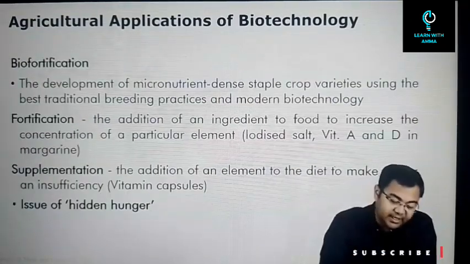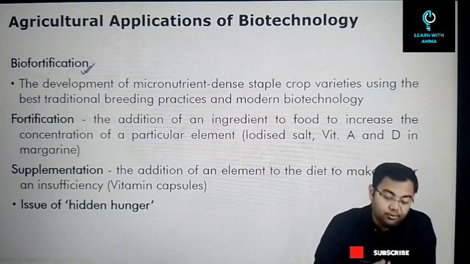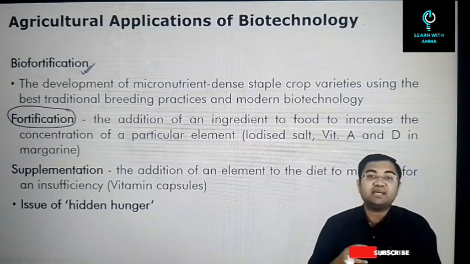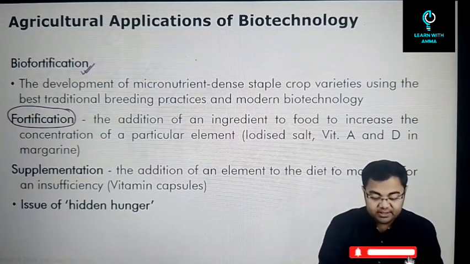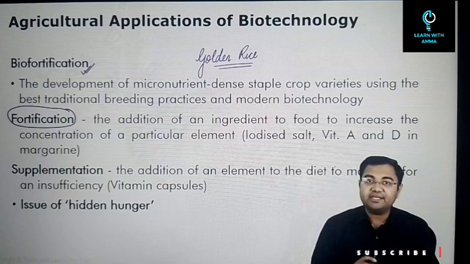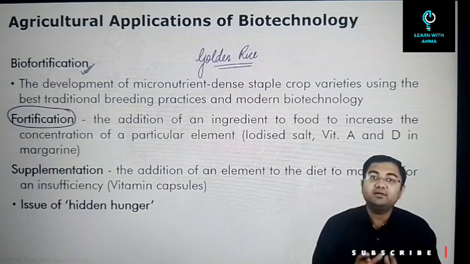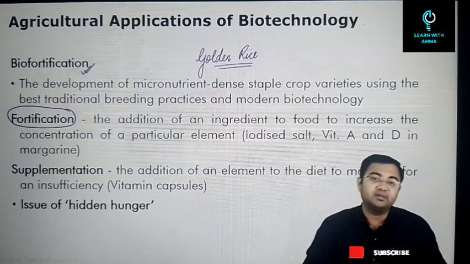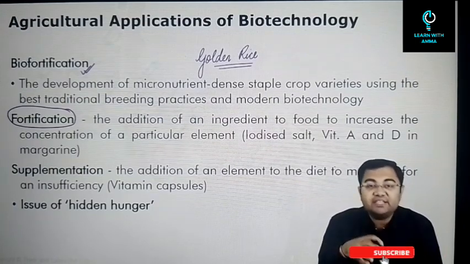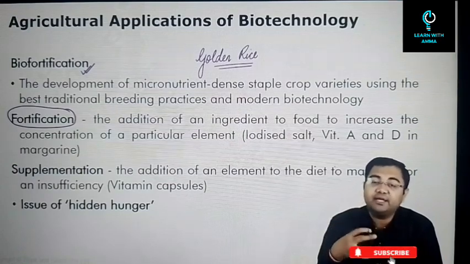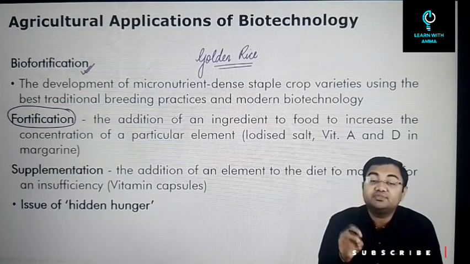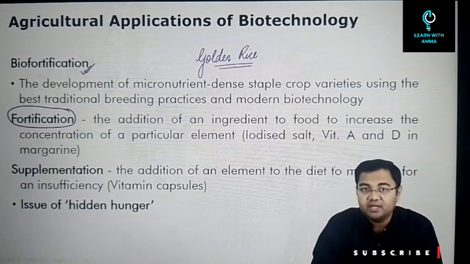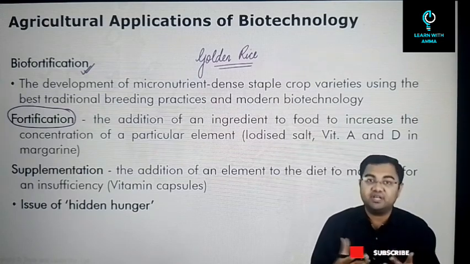Now the next application area is biofortification. What is the meaning of fortification first of all? Fortification is adding some ingredients or nutrients to a given crop. For example, we discussed golden rice. In the case of golden rice, what were we doing? We added vitamin A to rice, which has become golden rice. This golden rice will be supplied to the areas where there is a deficiency of vitamin A, and there are cases of diseases which are caused due to deficiency of vitamin A. This is how biofortification works.